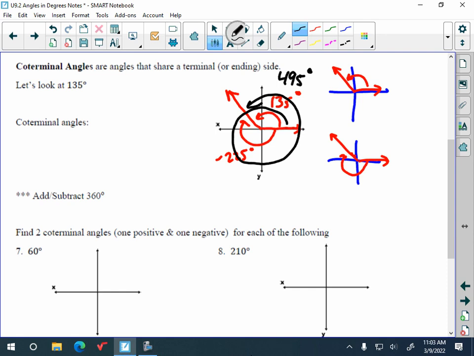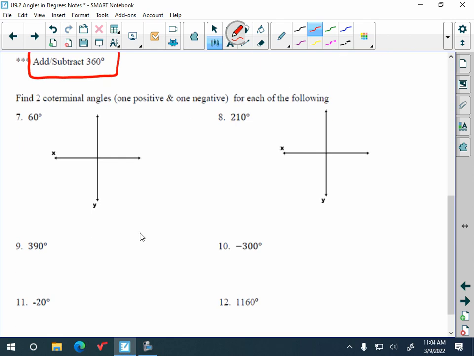So all we have to do to find coterminal angles is use this right here. We can add and subtract multiples of 360 degrees. All right, so let's see how this works. Find 2 coterminal angles, one positive and one negative, for each of the following.